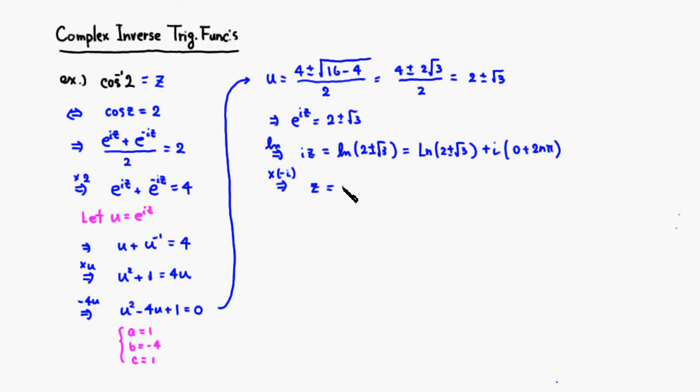negative i natural log of 2 plus or minus square root of 3. Negative i times i gives you positive 2n pi. So therefore, arc cosine of 2 is actually multi-valued: 2n pi minus i natural log of 2 plus or minus square root of 3.